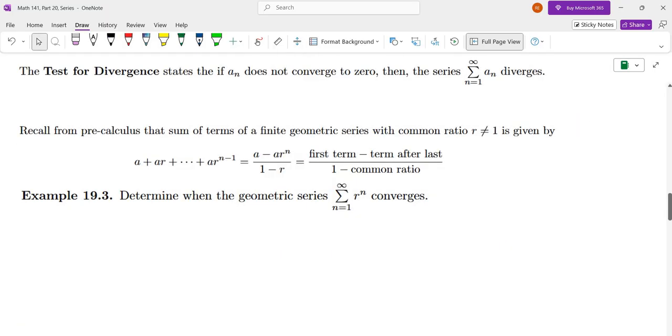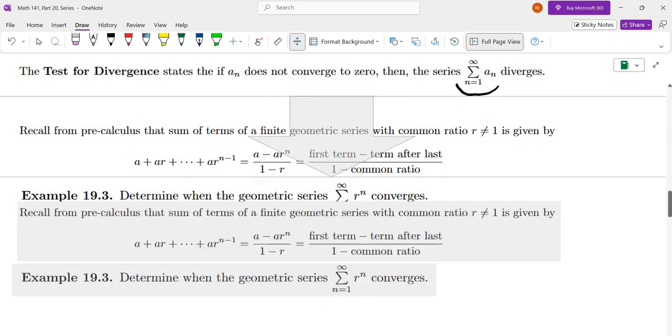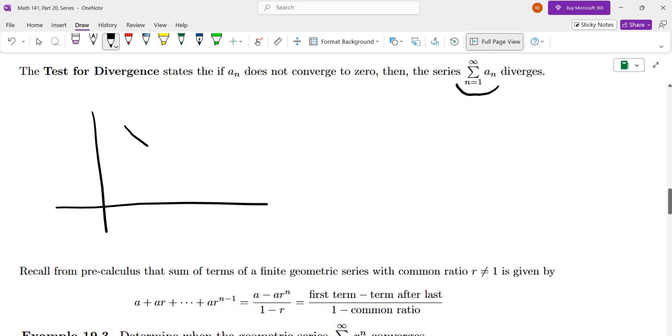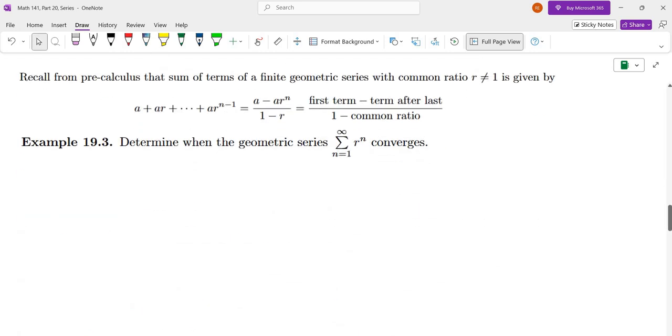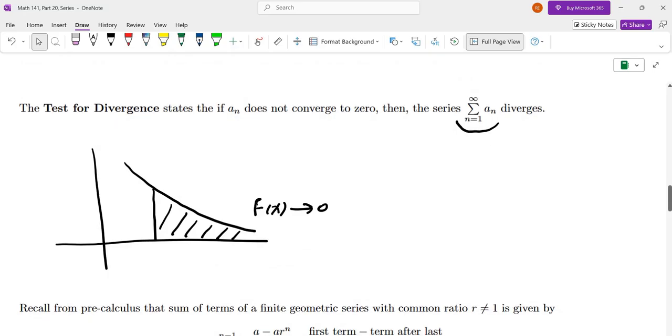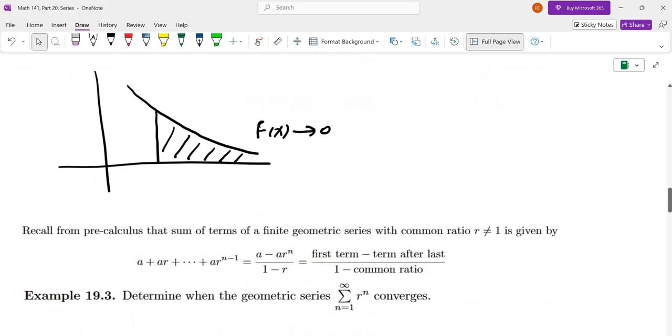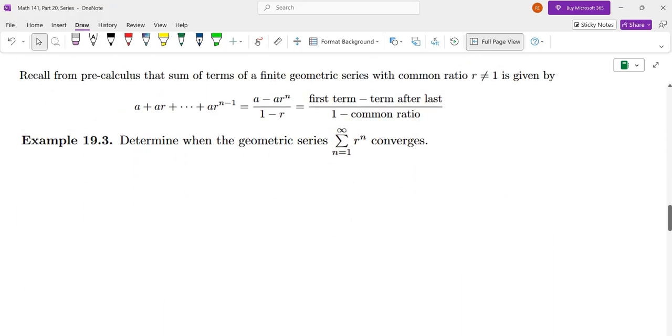Let's look at the test for divergence. The test for divergence tells us that if an does not converge to 0, then the series diverges. The same way that if you're thinking about area underneath the graph of a function, if this area is a finite number, then the function would have to go to 0. And this is called test for divergence. So if you can show that an doesn't converge to 0, then we can show that the sum of an diverges. But if an does converge to 0, that does not mean that the sum converges. It could be convergent, it could be divergent.